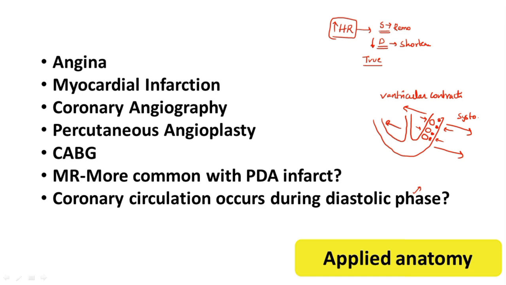So what is your take home when I say coronary circulation? There are two arteries, and the conducting system of the heart is mainly supplied by the right coronary artery. Now you know the origin of the coronary arteries and the concept of coronary dominance. At the end, it is important to know the main terminology like angina, MI, coronary angiography, PCI, CABG, and there are two interesting concepts here: why MR is more common with PDA infarction, and why coronary circulation occurs mainly during the diastolic phase. If you know this much, it is more than enough for examination.